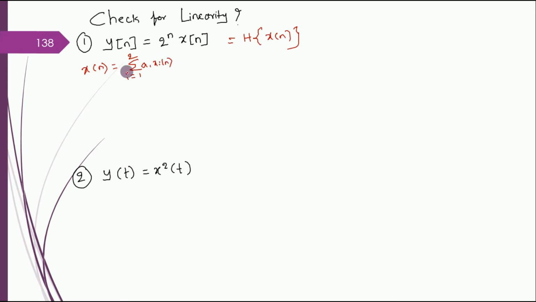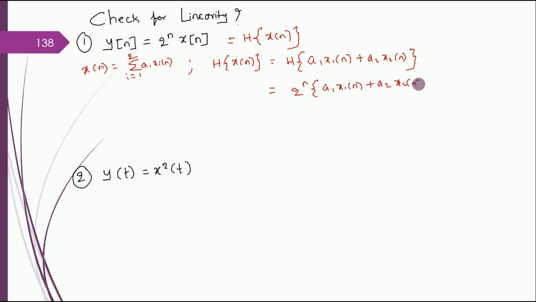So this one can be written as, I apply h of x of n. How can I apply it? h of x of n means a1 x1 of n plus a2 x2 of n. So this will result in what? I made it very simple for you. This is nothing but y of n. H means applying the system operator. What is it doing? It is multiplying 2 raised to n.